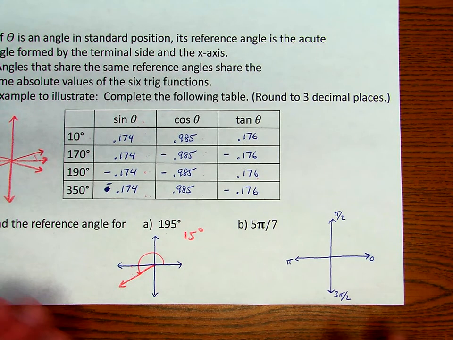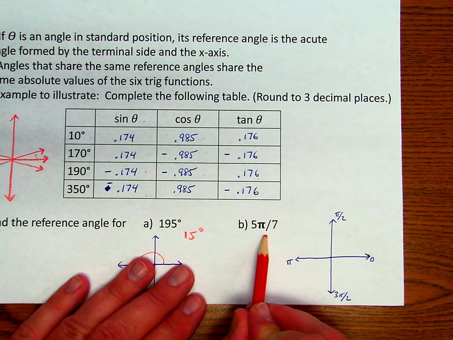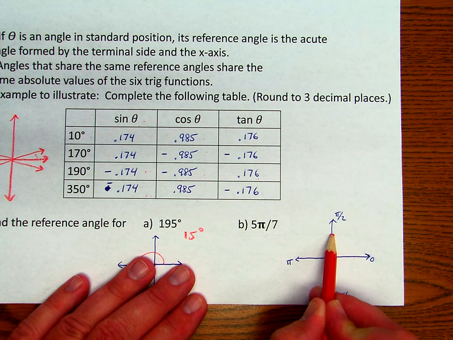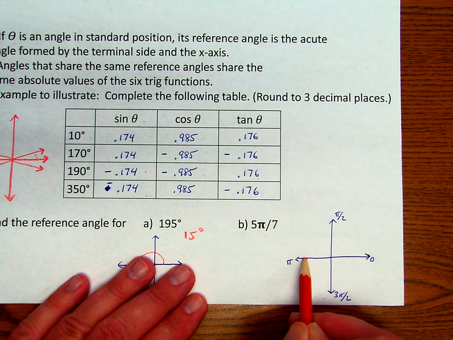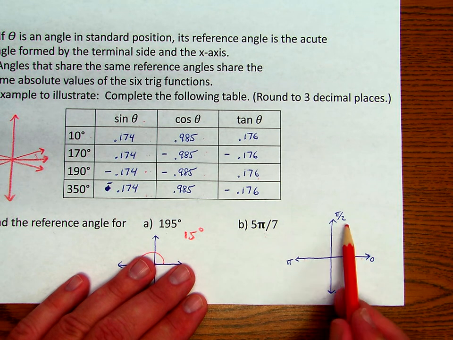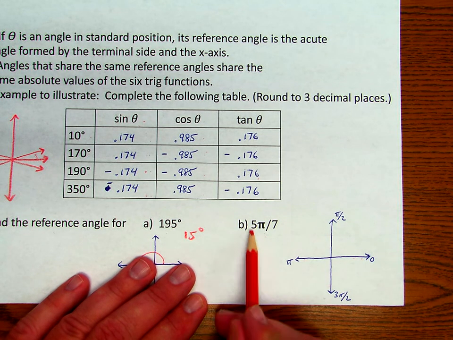Okay, 5 pi over 7. Well, in radians, the key stops along the way would be pi over 2, which is 90 degrees, pi, which is 180, 3 pi over 2, which is 270, and all the way back around would be 2 pi radians. Okay, 5 pi over 7 is a little bit more than pi over 2, because 5/7 is a little bit more than a half.